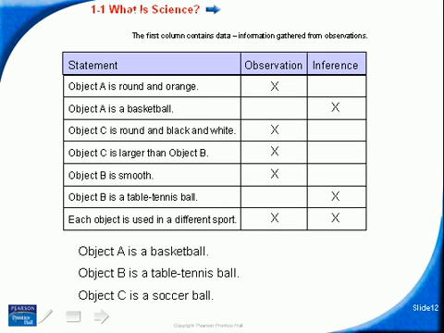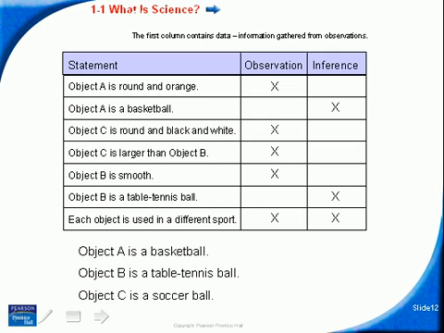Object C is black and white. That's an observation. We're looking at color. Object C is larger than object B. We could measure it, or we could put them next to each other and look at them. Object B is smooth. Once again, an observation. Object B is a table tennis ball.